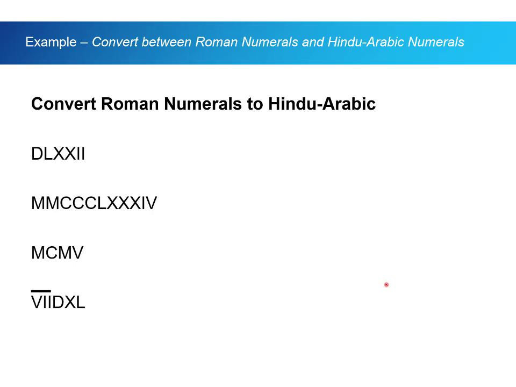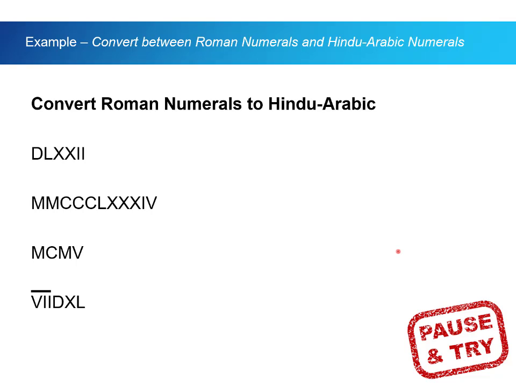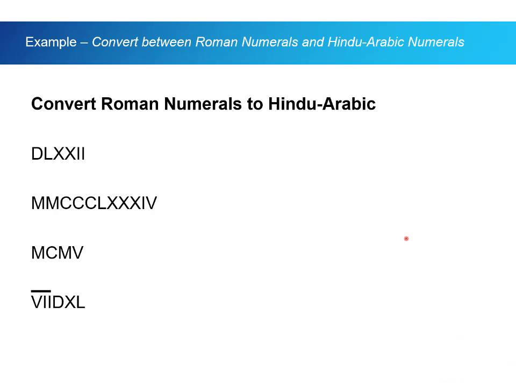Last step, this is up to you. Take these numbers that are given to you in Roman numerals and write them in Hindu-Arabic numerals. So take some time, give this your best shot, and then unpause to see the answers. All right, here we go. I'll just throw up the answers, and they are right there. 572, 2,384, 1,905, 7,540. So check your work on that and see that you understand this. And that concludes this section on additive numeration systems.